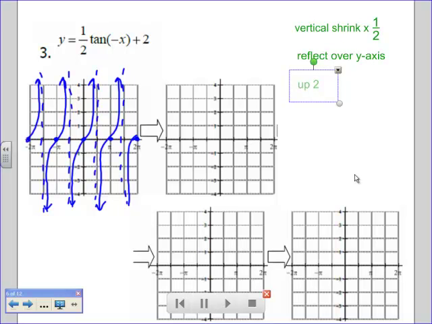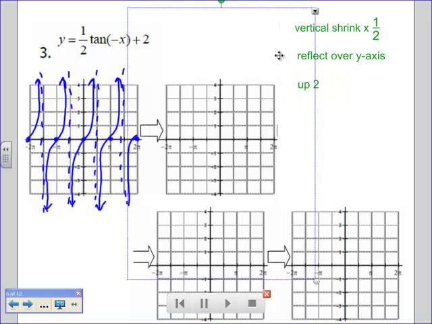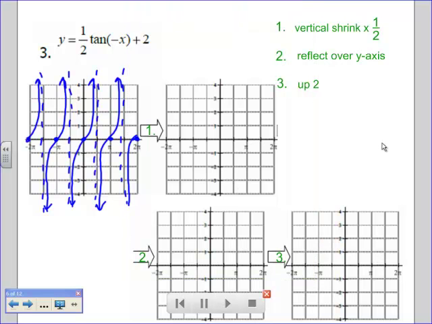Since we've got many transformations happening here, make sure that you are numbering them. Vertical shrink and reflection can go in any order you want, but I'm going to call vertical shrink number 1 and the reflection number 2, and I'm going to make sure that I know which transformation I'm doing as I go through my graphs. Now that I have all that down, I start with my basic tangent graph, which you'll see I already have graphed.